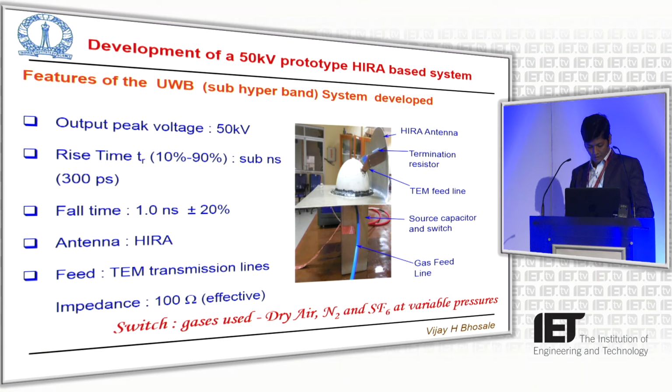Now in this system, this gas switch is inside this point. This is the source, then the switch is located over here, and this switch is operated in different gas media. That's dry air, nitrogen, SF6, and we are also trying hydrogen.